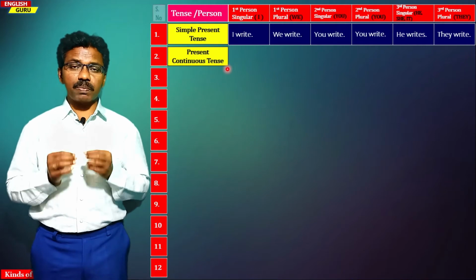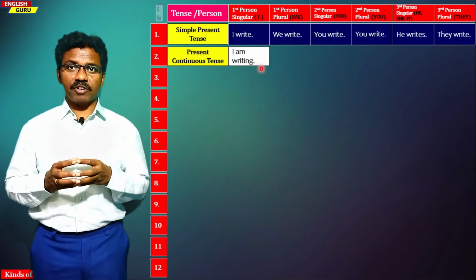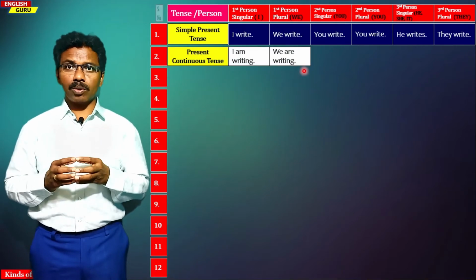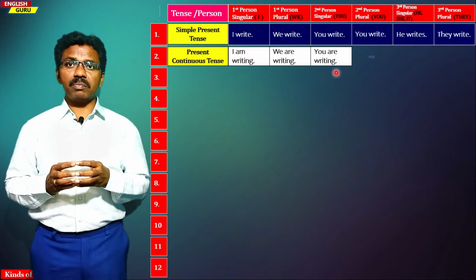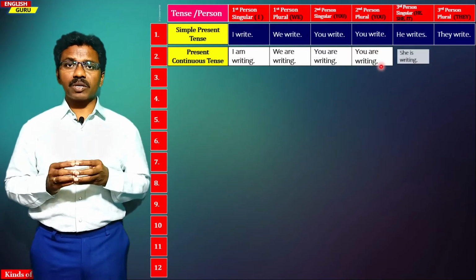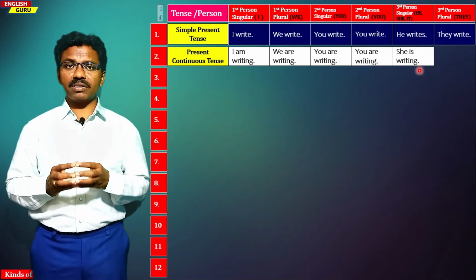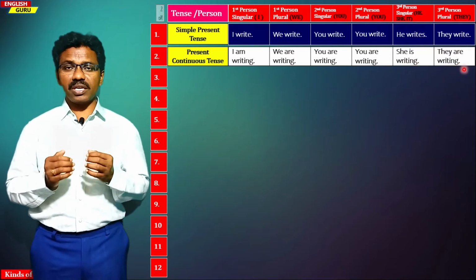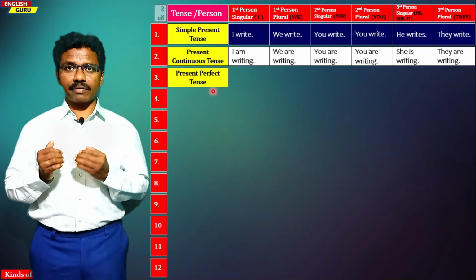And the second one is present continuous tense. First person I am writing, plural we are writing, second person singular you are writing, plural you are writing, third person singular he, she is writing, plural they are writing.